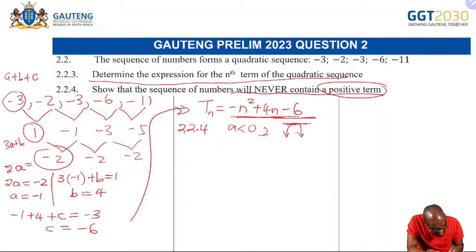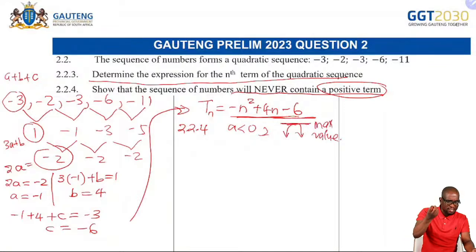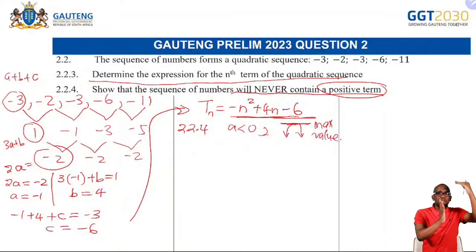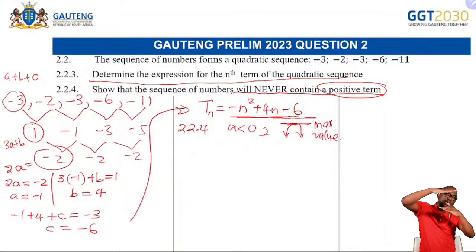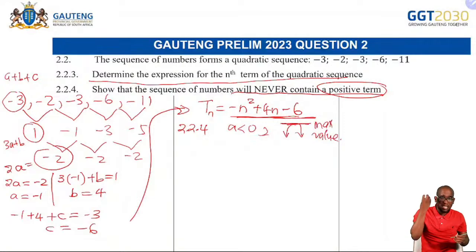If we can work out the max value of this, then it can tell us something about this pattern. Because remember, once you've worked out the max value of the concave down function, the ceiling, it means there is no term that is going to be bigger than that max value, which means that you can draw some conclusions from that. So that is the approach that we are going to adopt here.